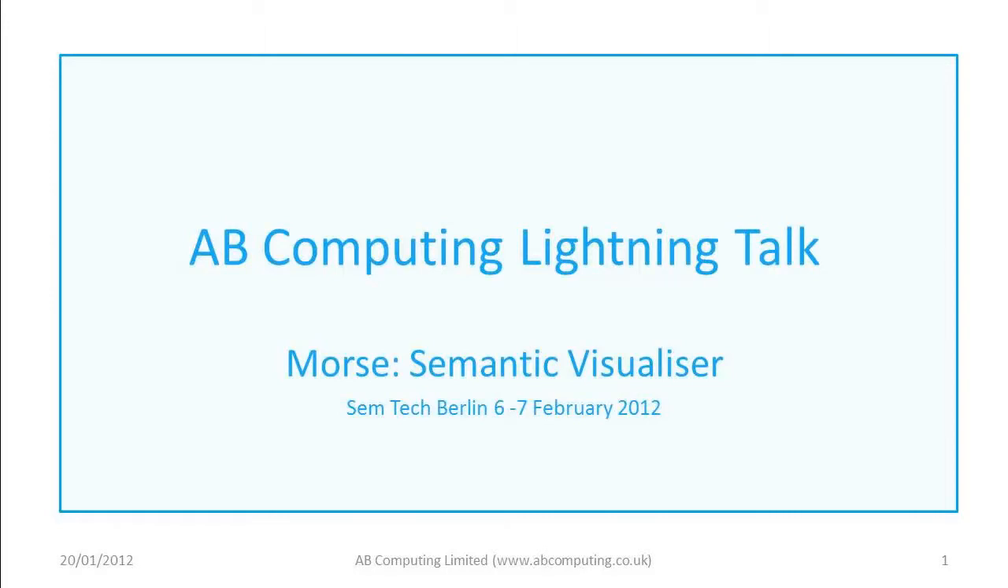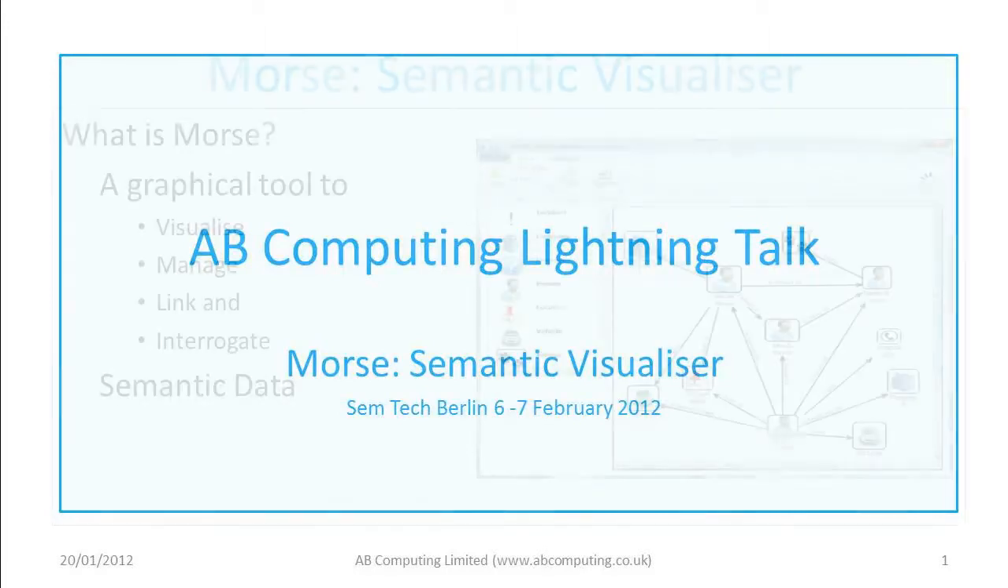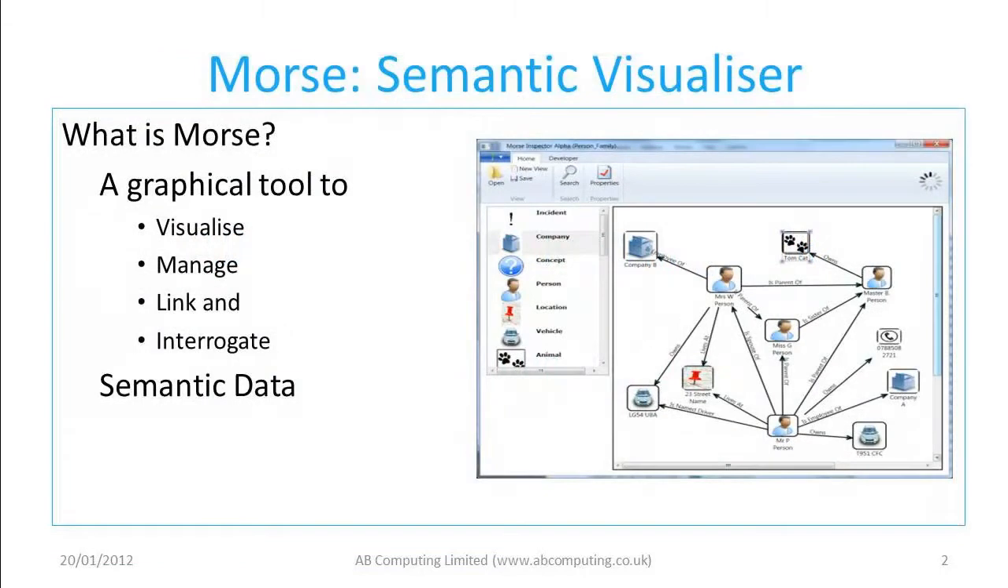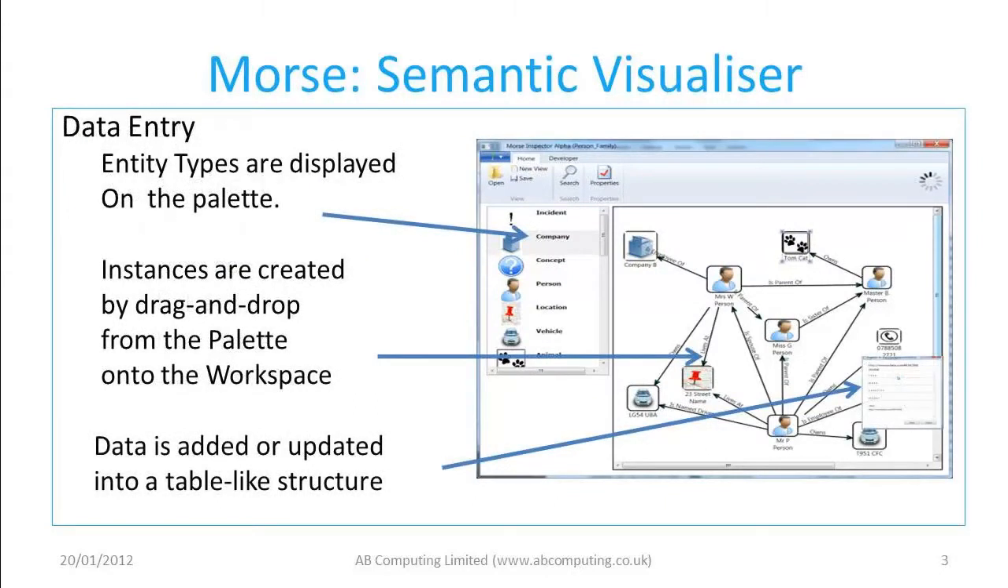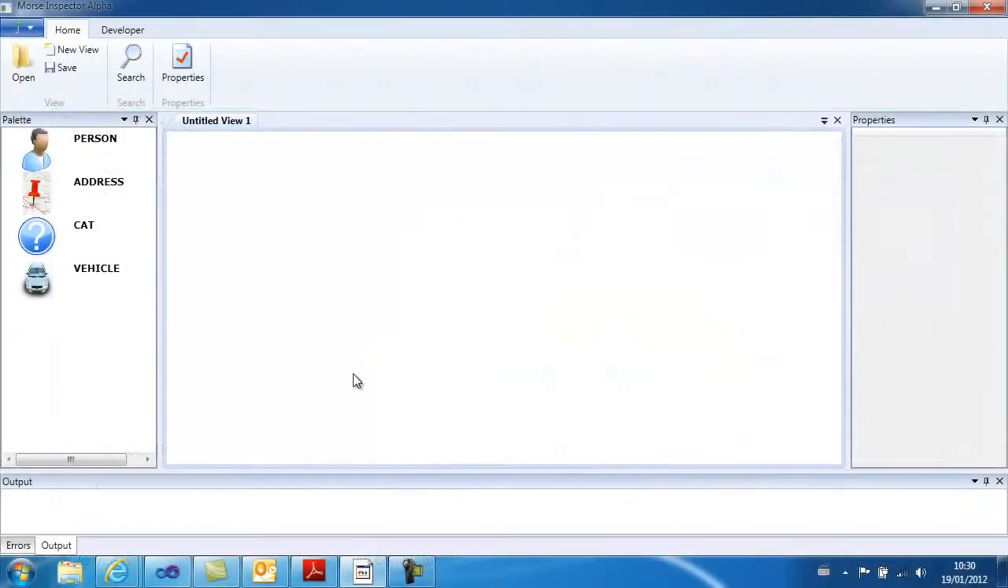Morse is a graphical tool to create, manipulate, and query semantic data. Everything is performed visually, so the user does not need to understand SPARQL. They don't even need to understand that they are manipulating a semantic database. Morse can connect to any RDF triple store with a SPARQL endpoint.